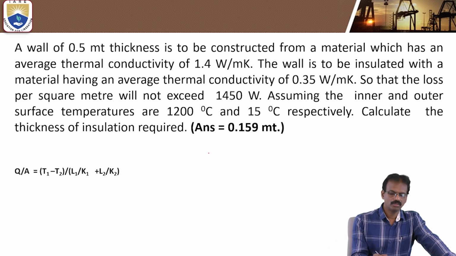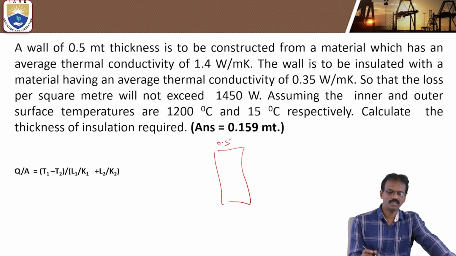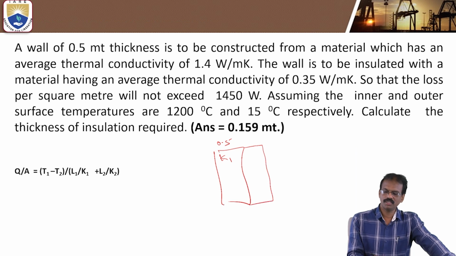A wall. This is the wall. The thickness of the wall, 0.5 meter, is to be constructed from a material which has an average thermal conductivity. So this thermal conductivity is also given, and the wall is insulated with another material, that is the insulating material. Thermal conductivity of the insulating material is also given, so that the heat losses per square meter value is also given.